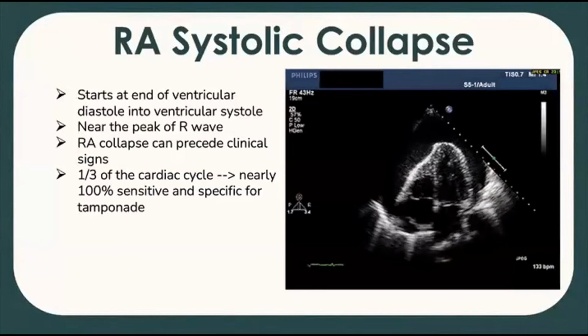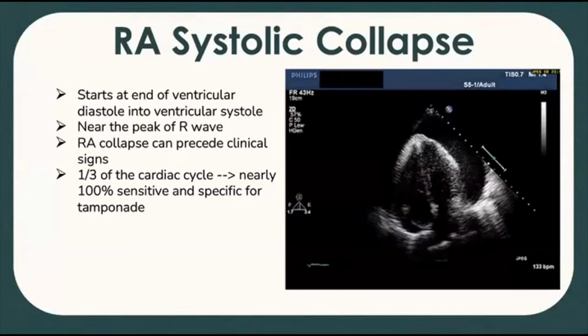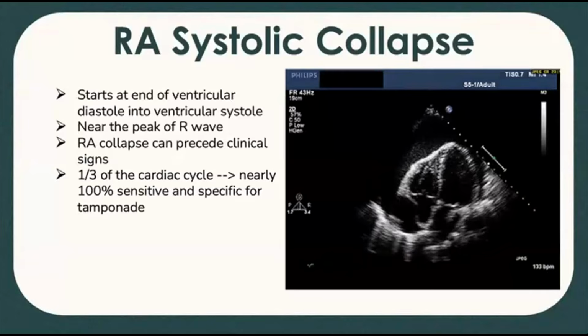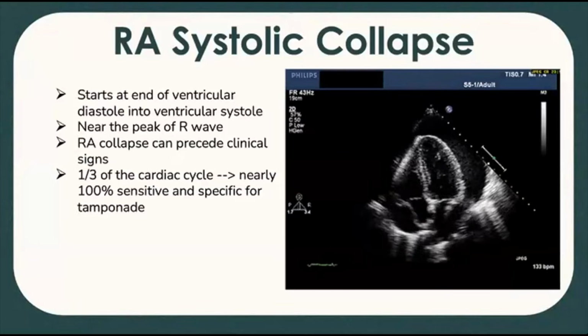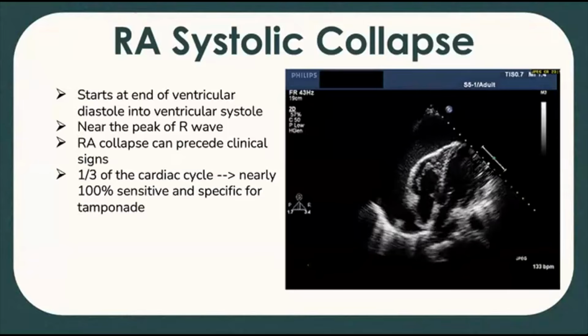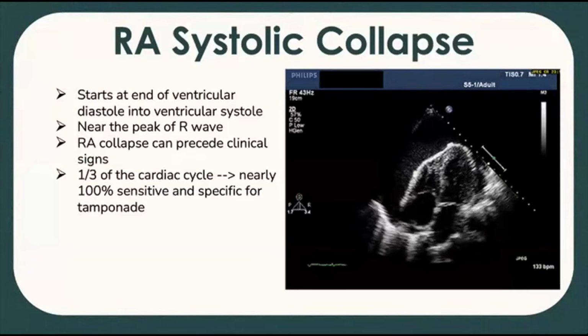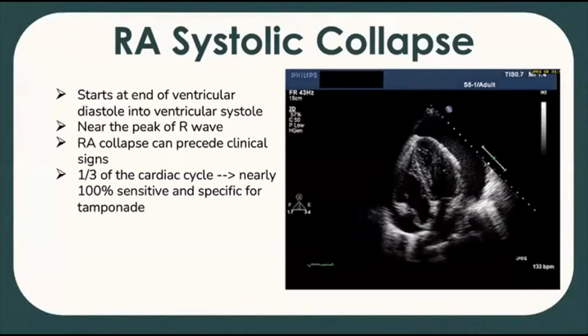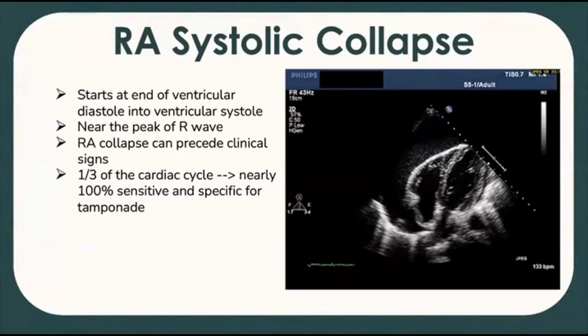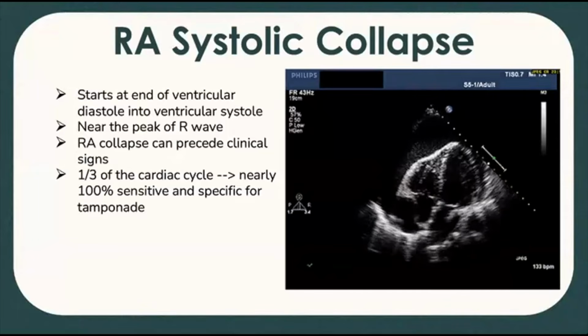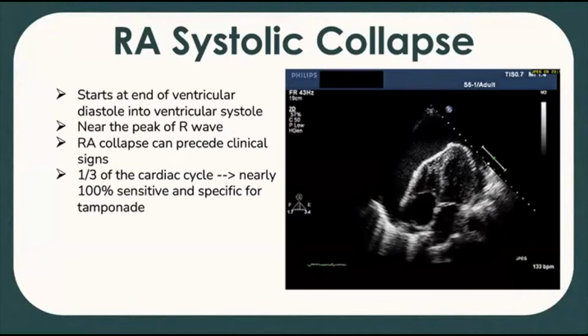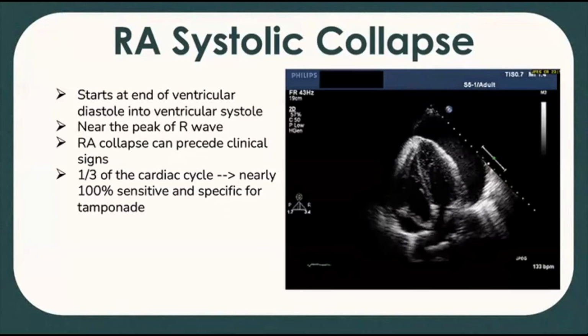So let's talk about RA collapse. It starts at the end of ventricular diastole, into systole. Both chambers are collapsing during their relaxation phase, when the intracavitary pressure reaches the lowest value and will transiently fall below the pericardial pressure. For the atria, the inversion starts near the peak of the R wave. For the ventricles, it occurs more so in early diastole after the end of the T wave.